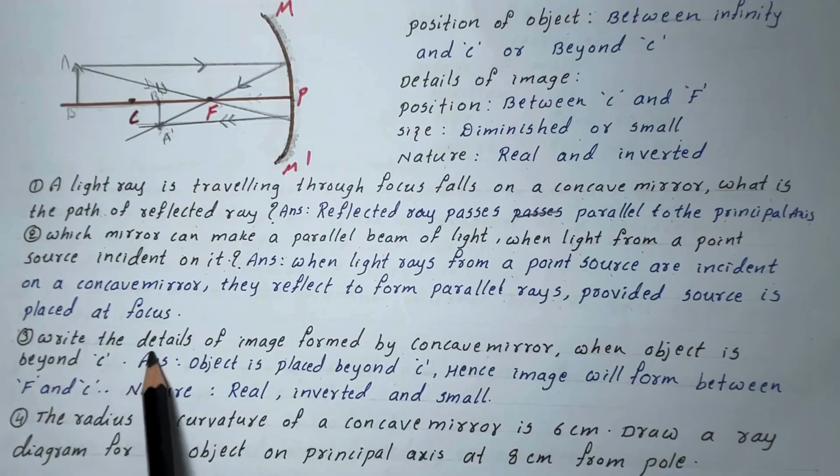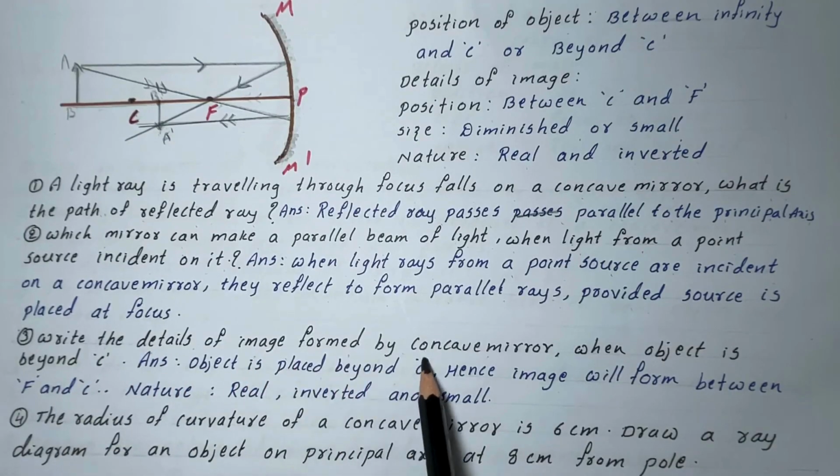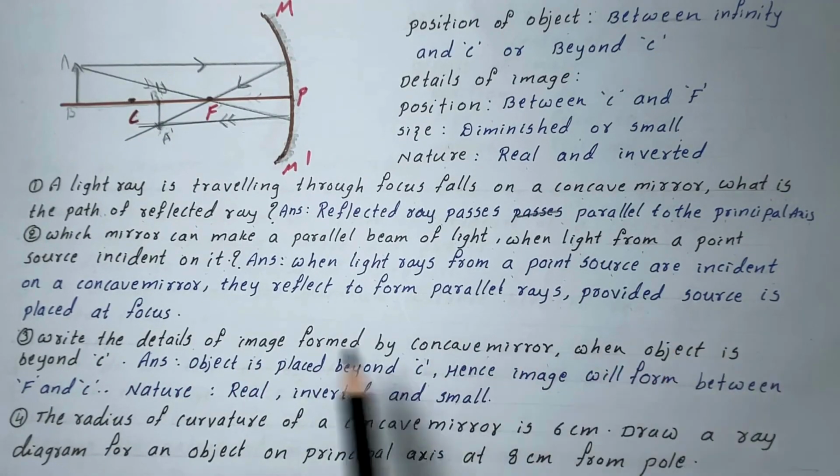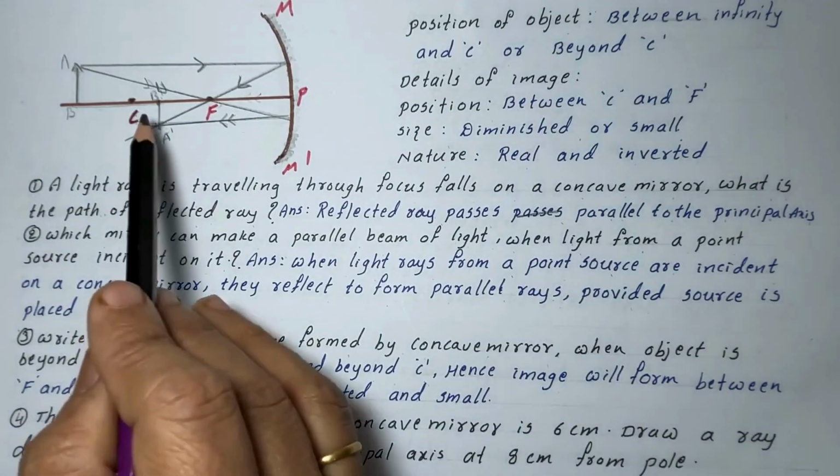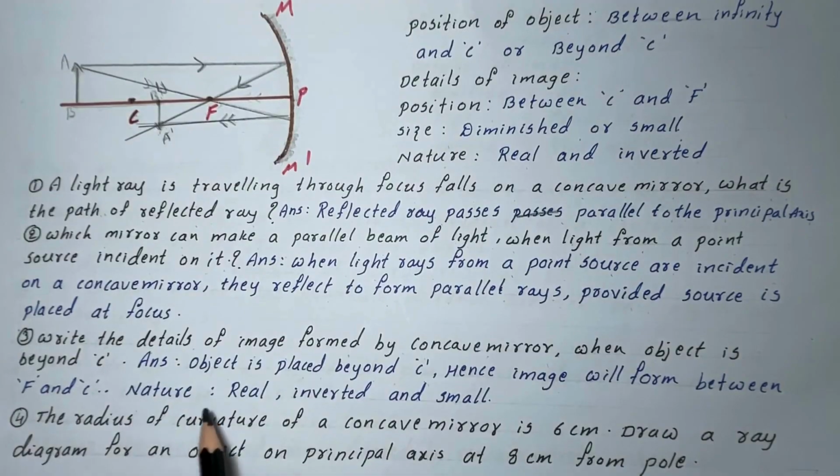Next question. Write the details of the image formed by a concave mirror when the object is behind C. Answer: the object is placed behind C, hence the image will form between F and C. The nature is real, inverted and small.